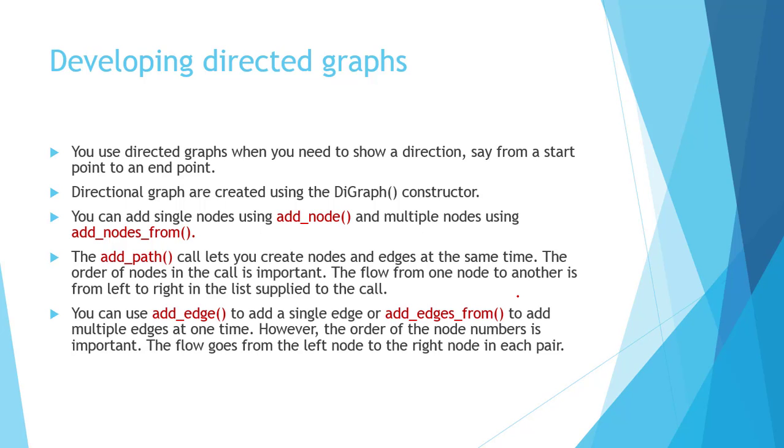We can use add_edge to add a single edge or add_edges_from to add multiple edges at one time. However, the order of the node numbers is important. The flow goes from the left node to the right node in each pair.